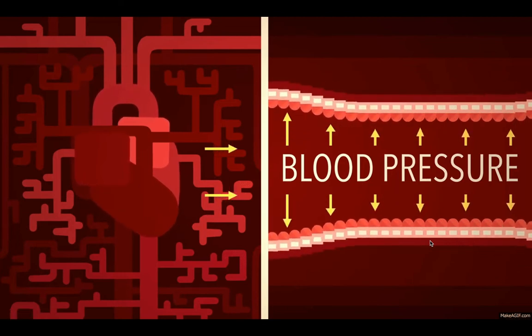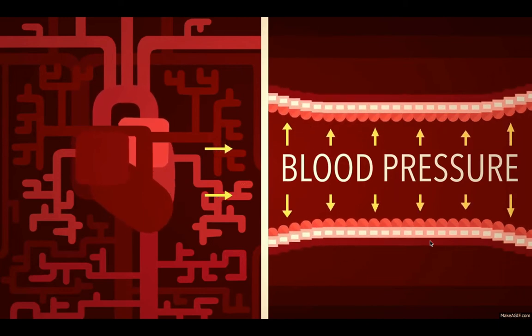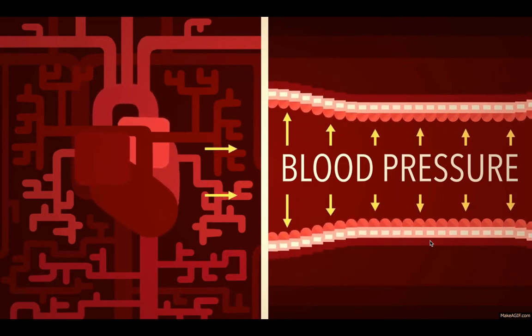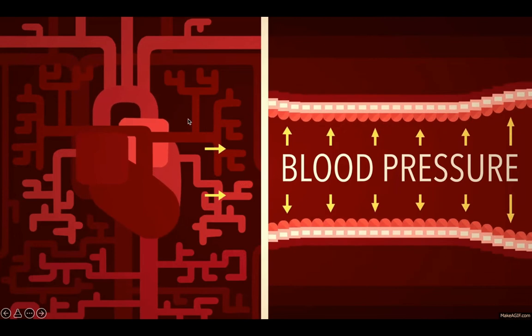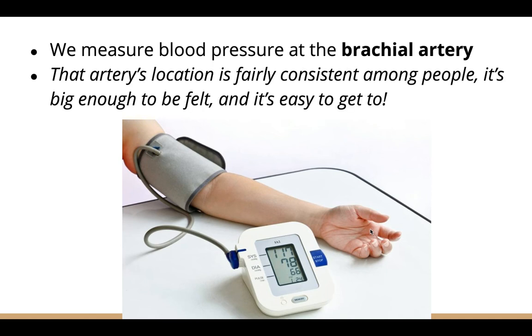Now, you guys have probably, again, had your blood pressure taken. We do want to measure blood pressure pushing up against the walls of arteries, but we want to be consistent, because it's going to change whether we're in the aorta or something further away. So we typically measure blood pressure at the brachial artery, in the upper arm. A couple of reasons: it's fairly consistent among people, it doesn't change a whole lot, it's big enough to be felt, so we have something we can measure, and it's easy to get to, more so than, for example, your femoral artery in your thigh.